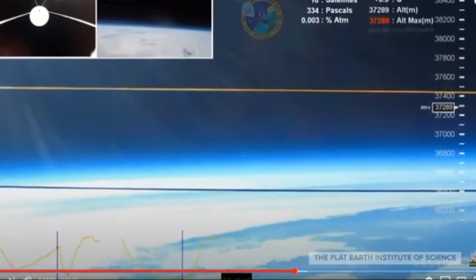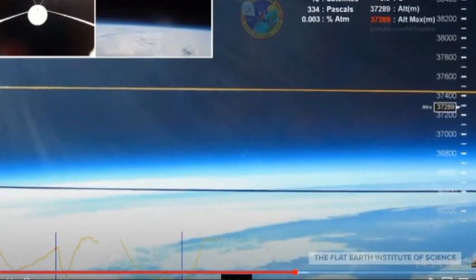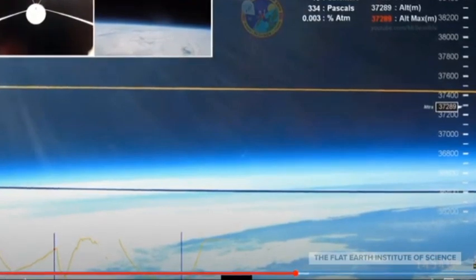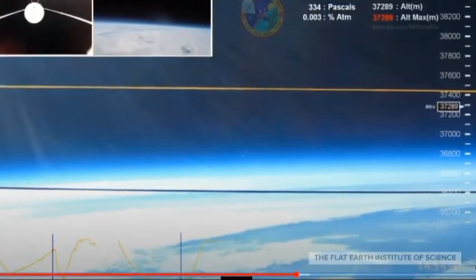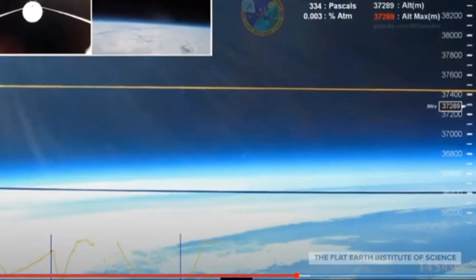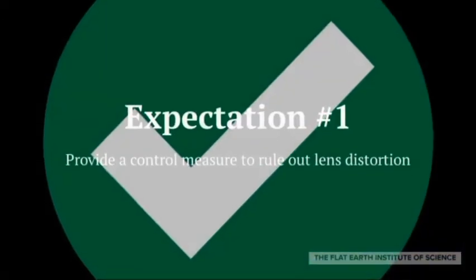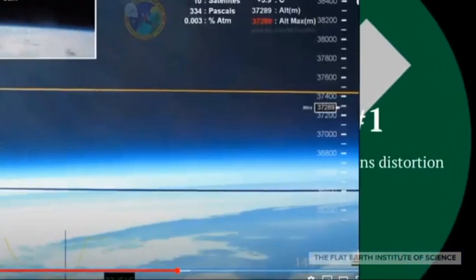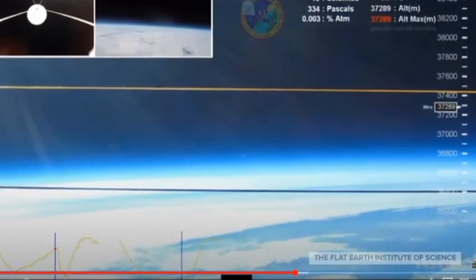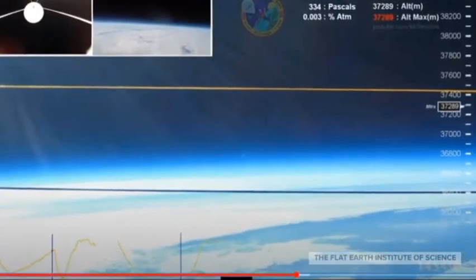So when Mr. Sensible attached his camera to a balloon and launched it over 37,000 meters into the air and found some curvature, we couldn't say it was because of lens distortion, because he fulfilled expectation number 1. With that, he thought curvature equals globe, therefore he wins.